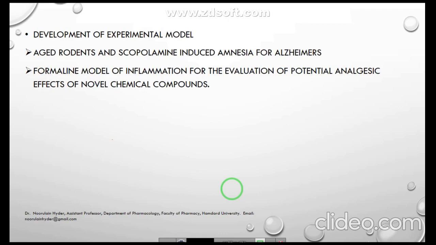What is an analgesic drug? The drug which reduces the pain. So the injection of formalin into the rodent, mice or rat, hind paw induces biphasic nociceptive behavioral responses. What is nociceptive? Nociceptive is related with the pain. It produces pain.